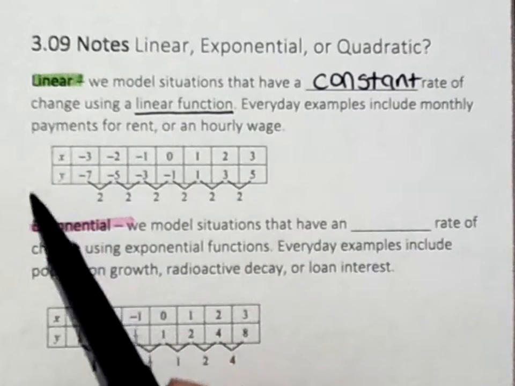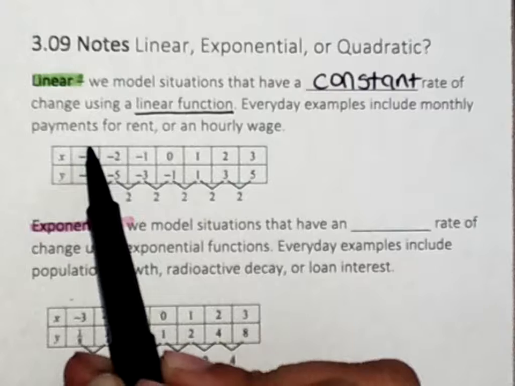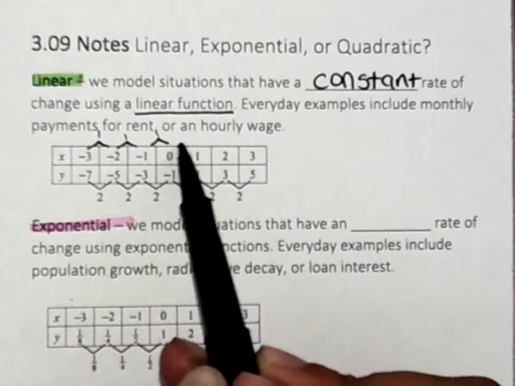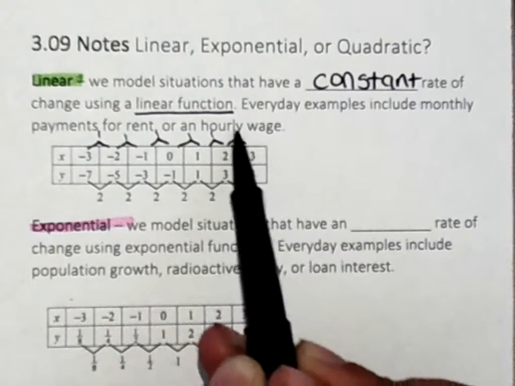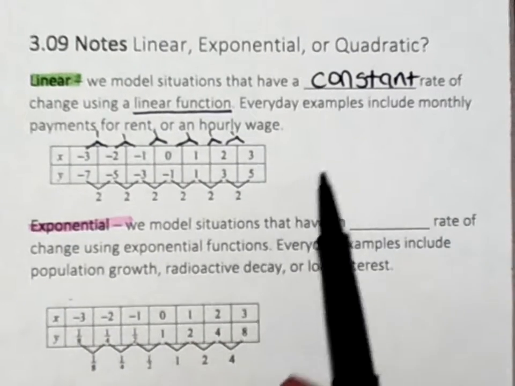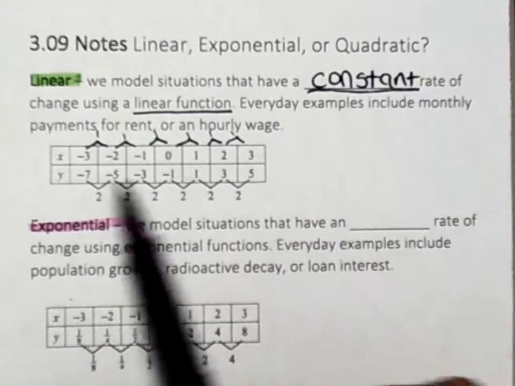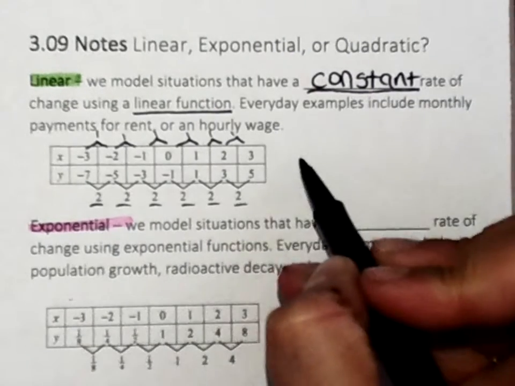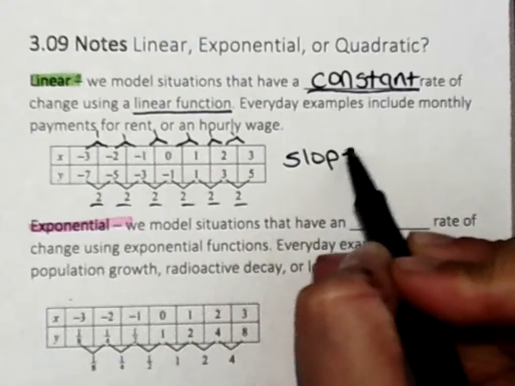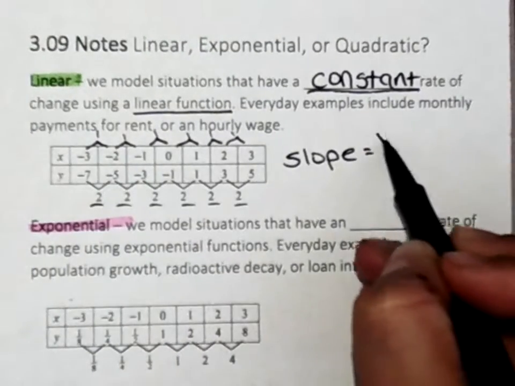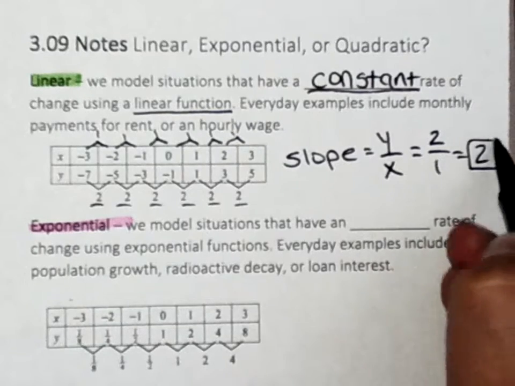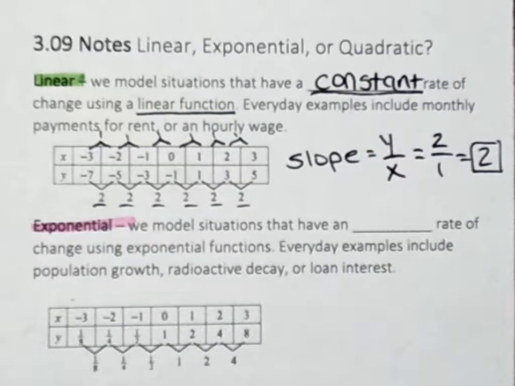In the table below, you'll notice that our x is increasing by 1 every single time, and our y is increasing by 2. This means it is a constant rate of change because it's not changing. It is being consistent. If we wanted to find the slope for this, it would be y over x, which is 2 over 1, or just 2. So that means that this is changing at a rate of 2.